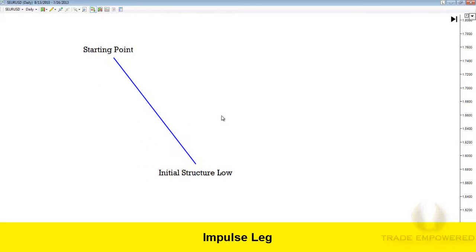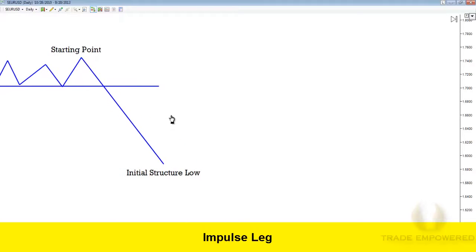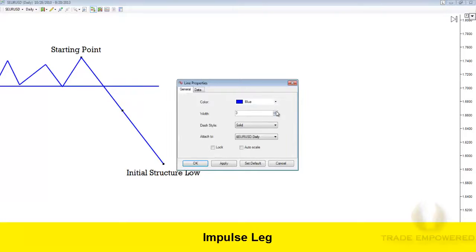But basically, when you see the market break recent structure, so if you pretend our market was, say, doing something like this in the past, and then we get a move that breaks our most recent structure level, this is called an impulse leg. This move right here. We'll thicken this up some.